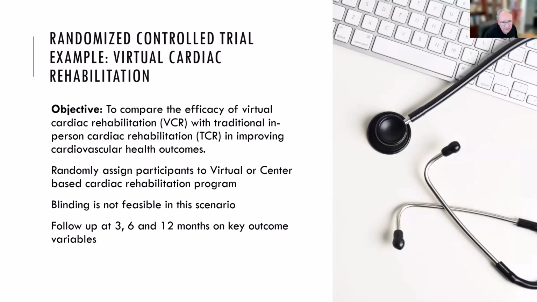But you can do the other parts. You can randomly assign participants to virtual versus center-based. Going back to the cohort study, nobody was being assigned a group. Nobody was being assigned to the non-exercising group, or to smokers or non-smokers. So that's the fundamental difference with an RCT. And then you follow at 3, 6, 12 months, and you're tracking your outcome of interest.